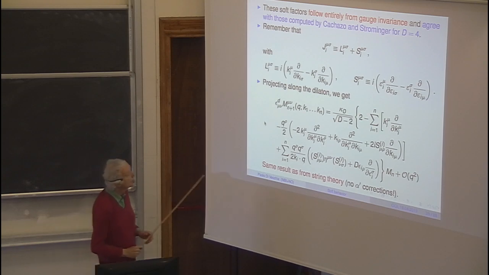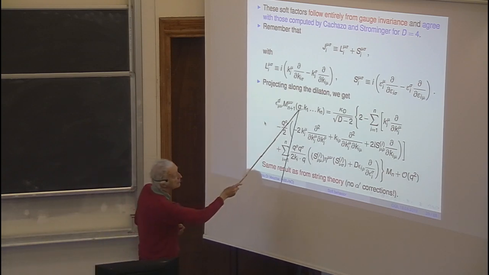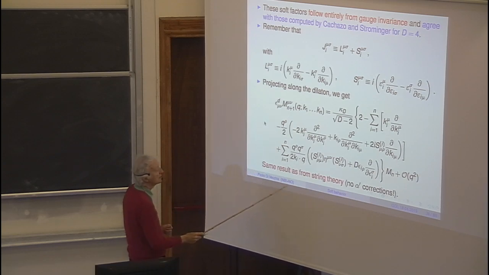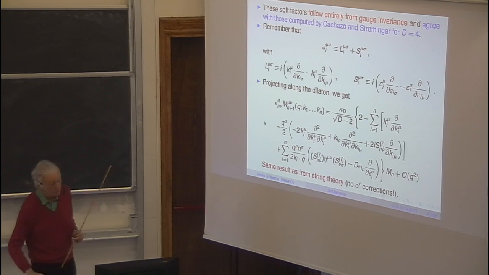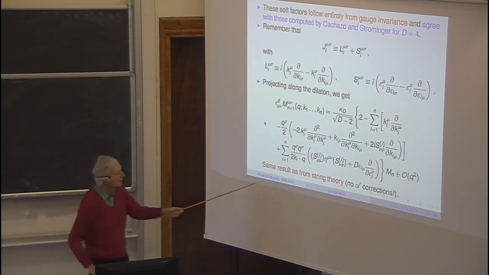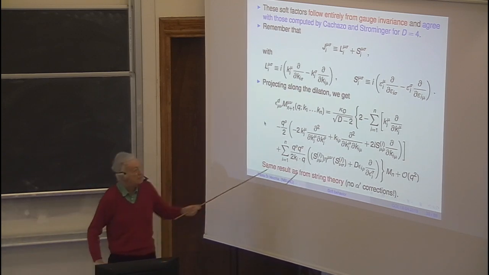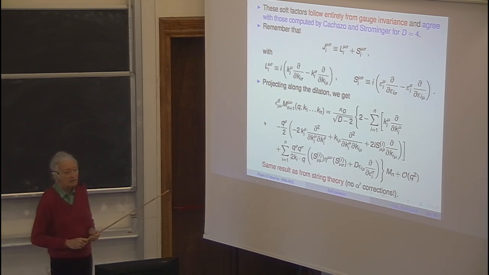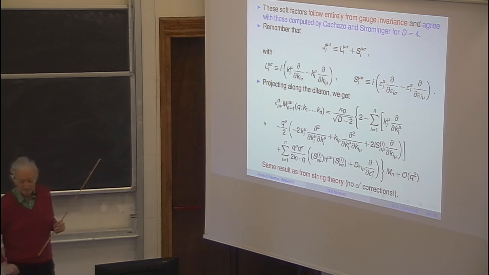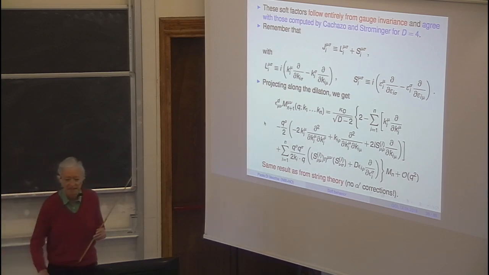If you project along the dilaton now, this is what you get, and we checked that doing explicit calculation in string theory, you get the same. And in case of the dilaton, you never get alpha prime correction. That's another mystery.